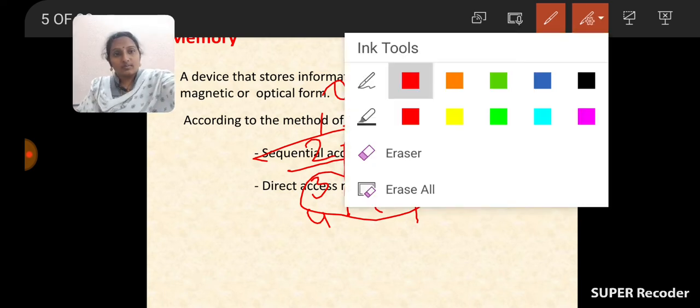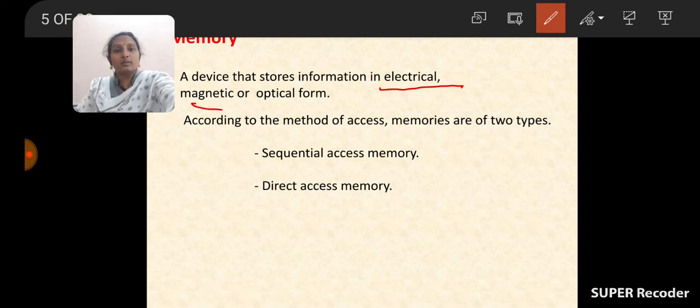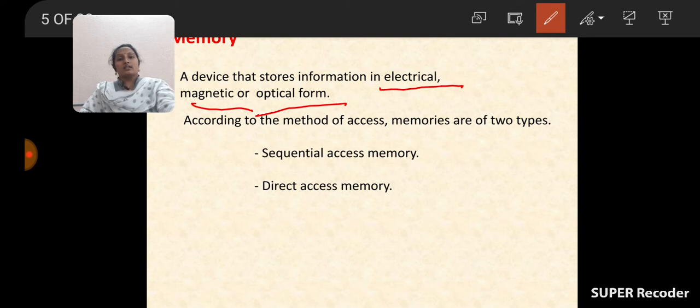Okay, what is meant by memory? It is a device which is used to store binary information. That may be either in the form of electrical, or in the form of magnetic, or in the form of optical.